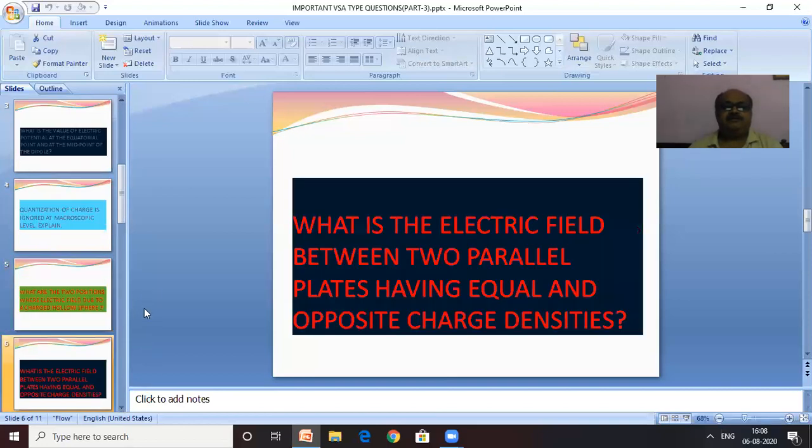The next question is, what is the electric field between two parallel plates having equal and opposite charge densities? The answer is sigma by epsilon naught, where sigma is surface charge density, which equals Q by A, area of each plate. So the electric field between the two parallel plates will be E equals Q by A epsilon naught.